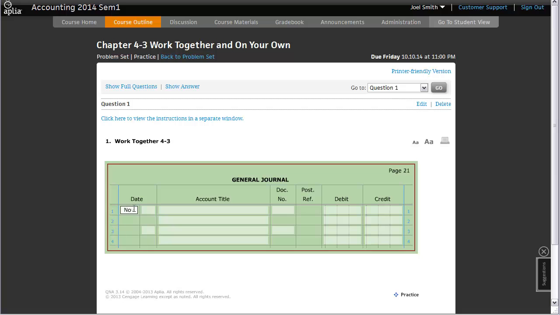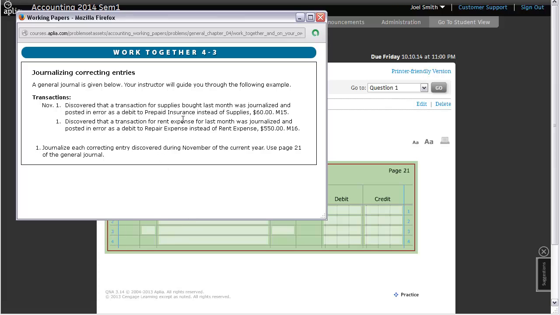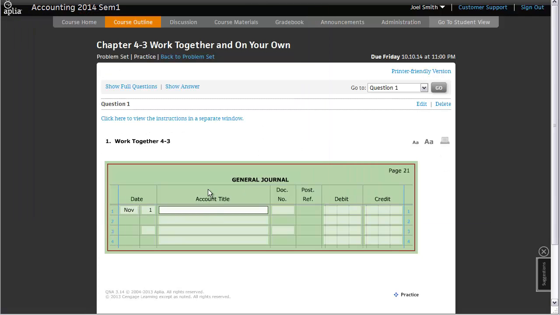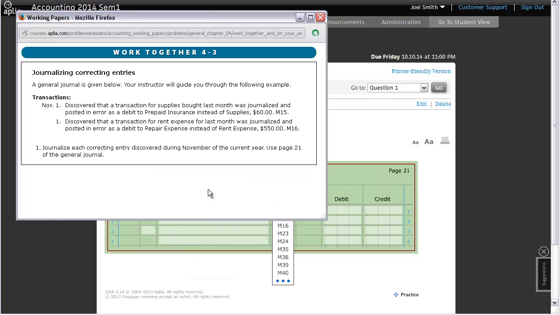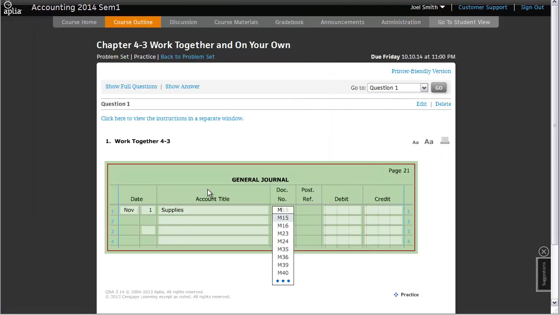We know this is November 1st, but we are going to put it down on the credit, so let's figure out what we need to debit. We need to credit prepaid insurance instead of supplies, and so supplies is going to be now debited because it looks like we credited it previously. So supplies, the memorandum is our 15. Source document, because when we make a correcting entry we just write out a memorandum that says this is what we did to correct it, this is the mistake that we made, and we'll debit that for $60.